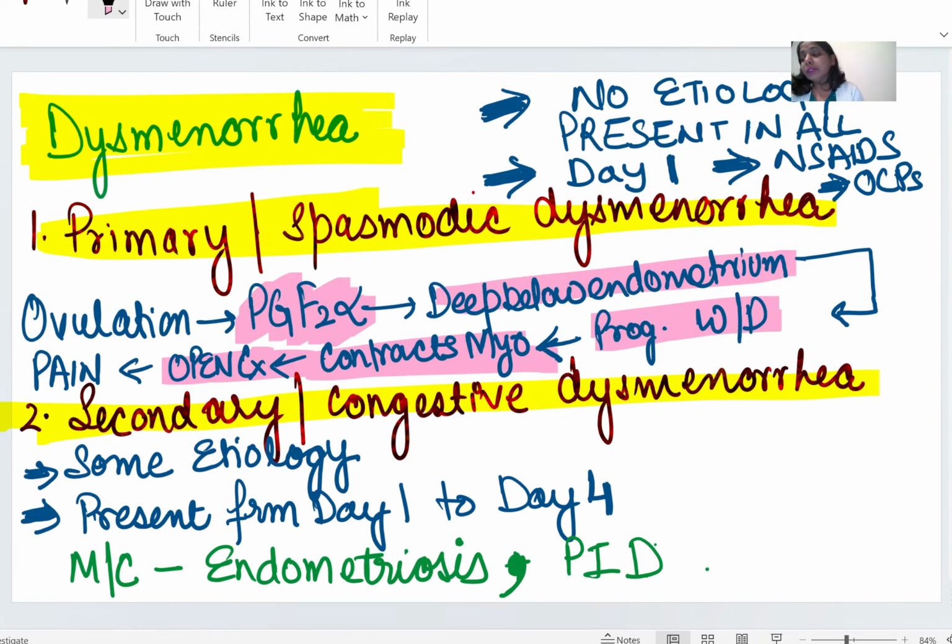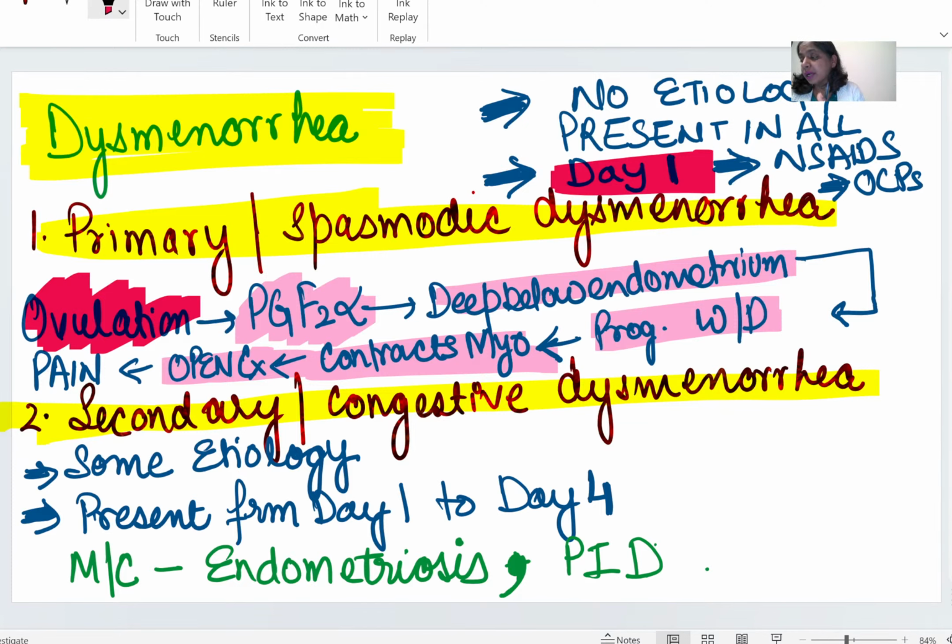So who is doing it? It is being done by prostaglandin F2 alpha, and this is released at the time of ovulation. This is very important. The contractions caused by prostaglandin F2 alpha cause all the dysmenorrhea. So even without any disease, this primary dysmenorrhea is present in every female. It is only for the first day.